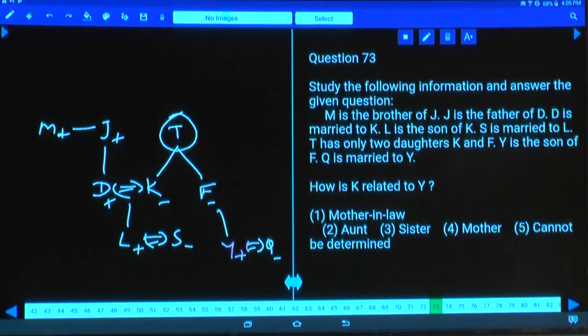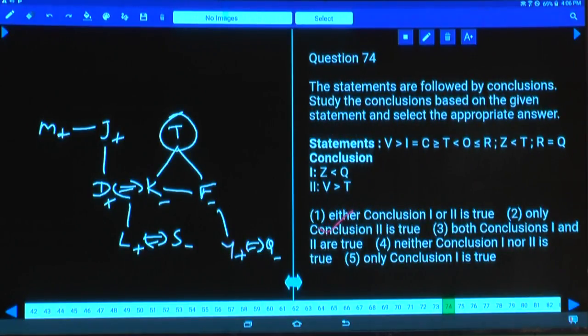Then coming to question number 73, how is K related to Y? Now this K related to Y, Y's mother is F, mother's sister is aunt. Aunt, that is choice 2. Question number 73, it is choice 2. Then 74 onwards.